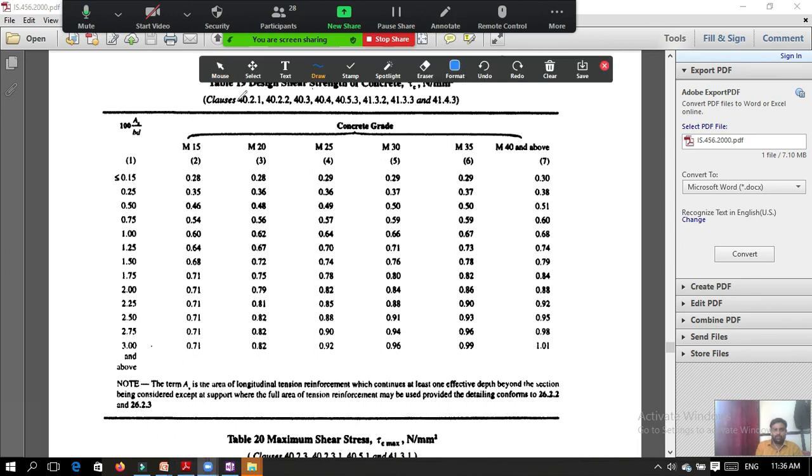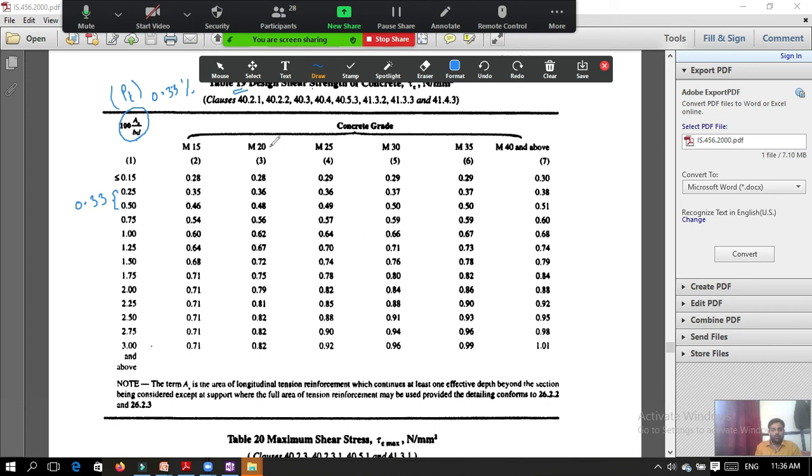So the table number 19, and here you know that 100 Ast upon bd, so it is the percentage of steel. So in our case, our percentage of steel is 0.33%. Percentage of steel is 0.33. So our 0.33 value comes between these two values. Here somewhere between 0.25 and 0.50. Here somewhere you will get the value of 0.33.